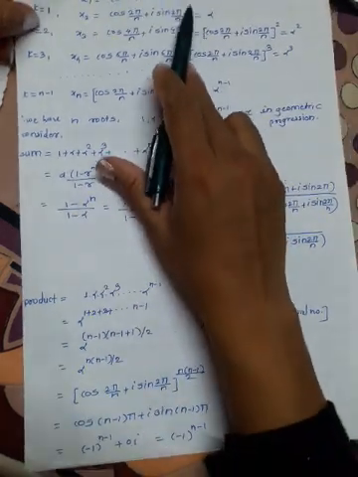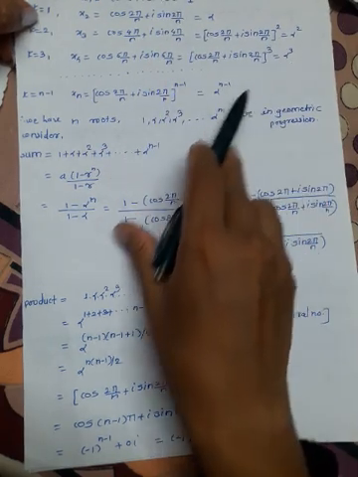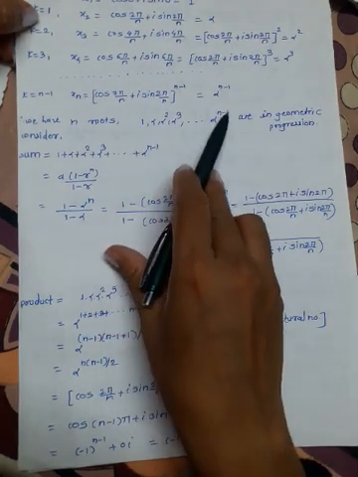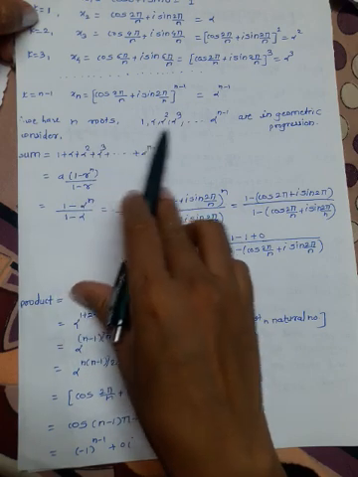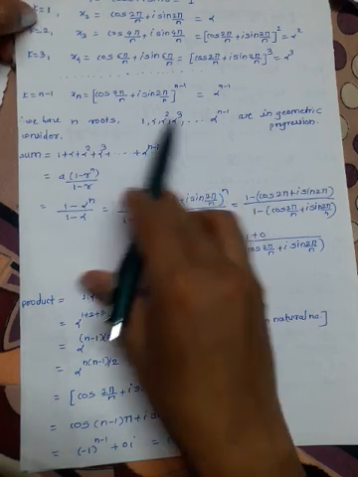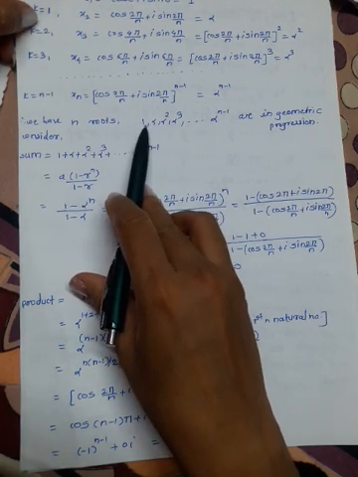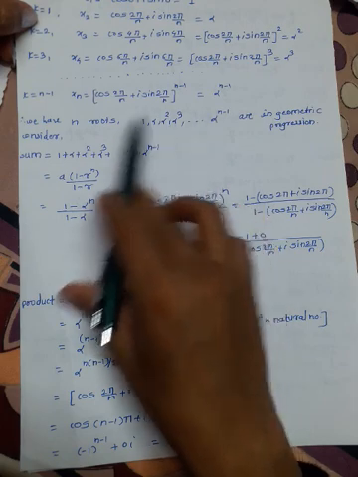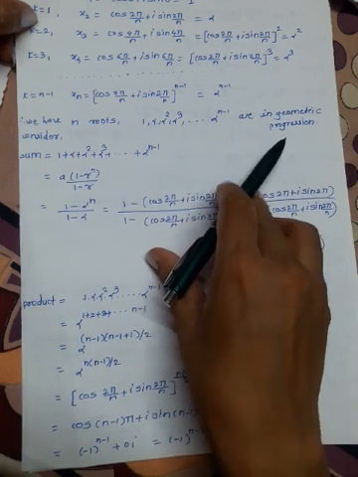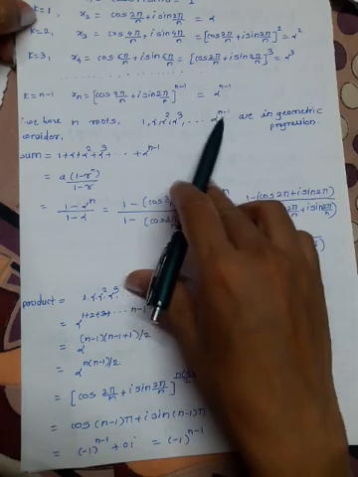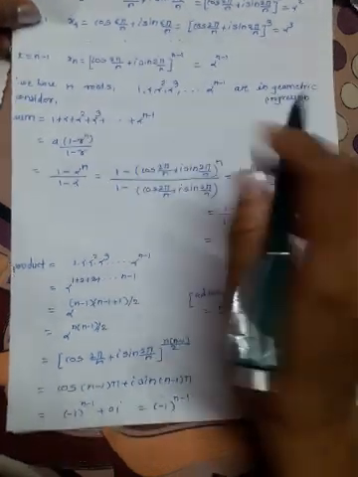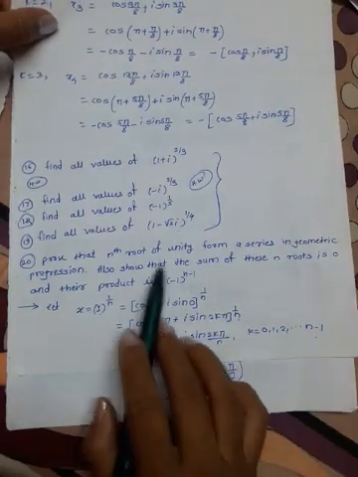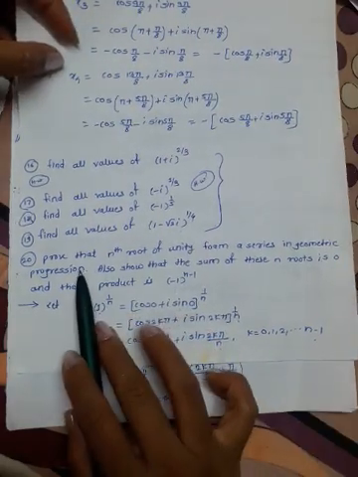If you observe these roots, 1, alpha, alpha square, alpha cube, alpha raised to 4 up to alpha raised to n minus 1, we have these n roots, and this has first term 1 and common ratio alpha. That's why this series is a geometric progression. The first question is done.